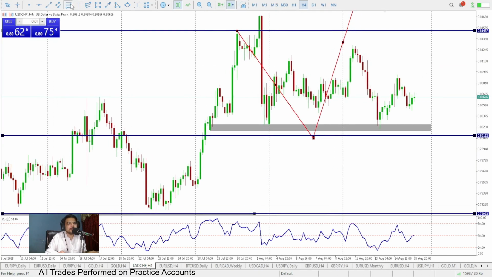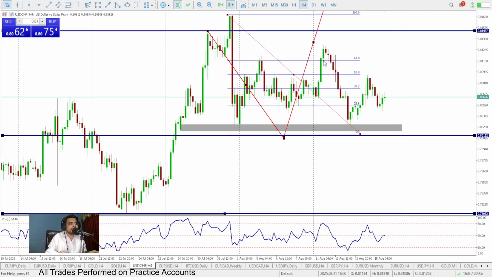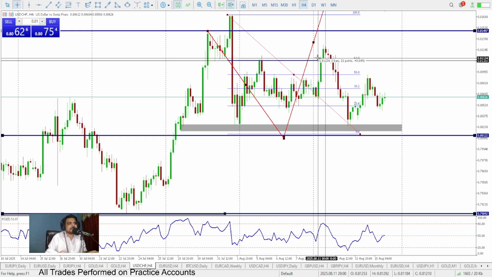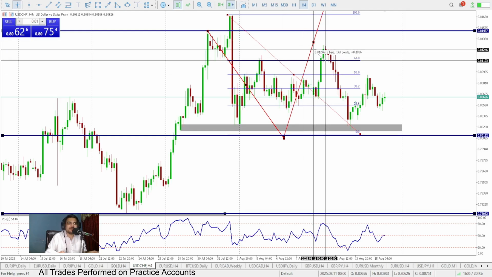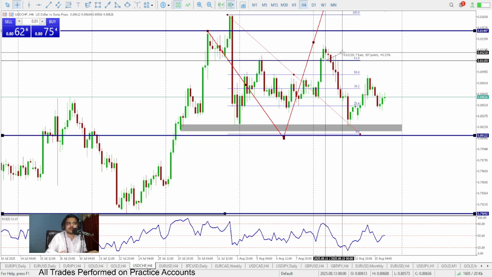First of all, this recent rally that we have seen as a Fibonacci right here, 61.8% retracement. You know, it will be giving a slight rejection above, slight breakouts above.